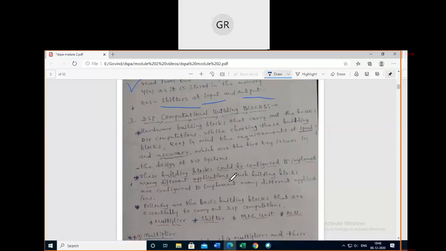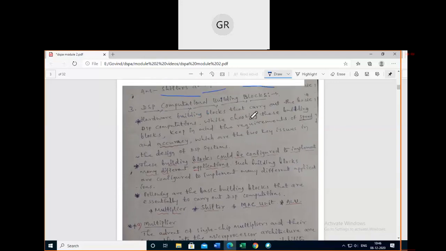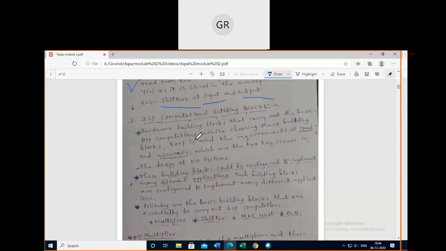Okay. Then here we'll discuss the DSP computational building blocks. Hardware building blocks that carry out the basic DSP computation. While choosing these building blocks, keep in mind the requirements of speed and accuracy, which are the two key issues in the design of a DSP system. While choosing the DSP building blocks, there are two key issues. What are those? One is speed and accuracy.